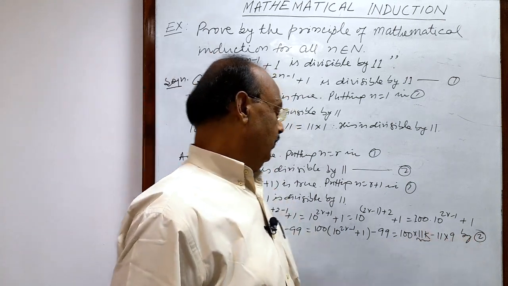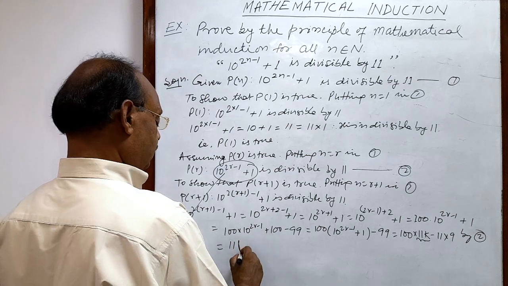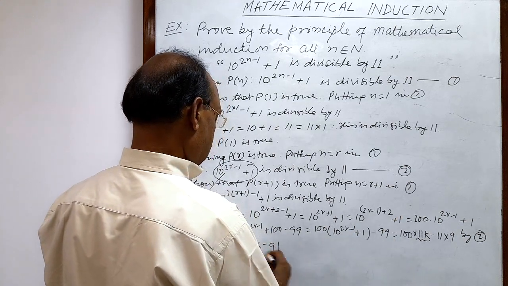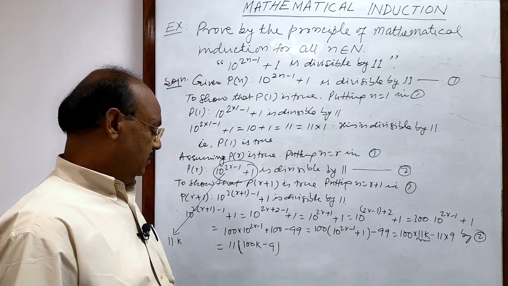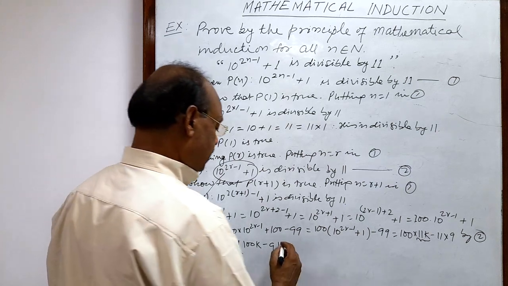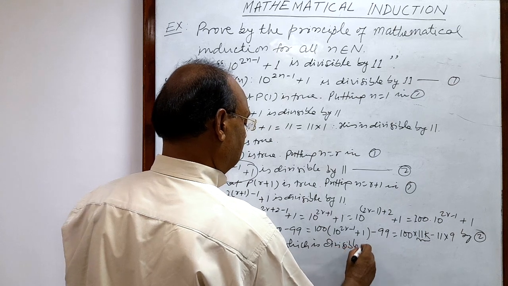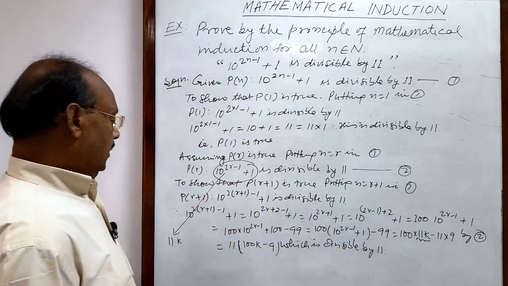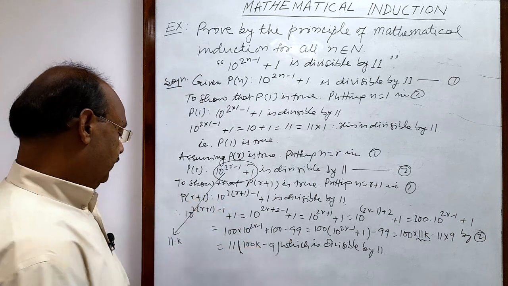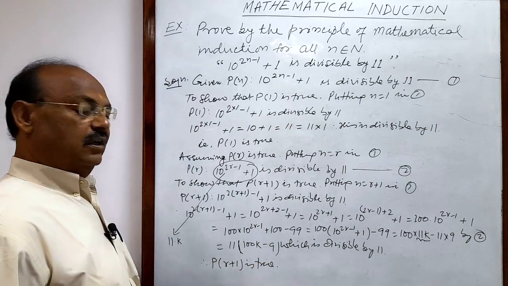We are writing in this form, and 11 will be common in these two terms. So this is 11 into 100k minus 9. Here 11 is a factor, so this is divisible by 11. This expression is divisible by 11, which means PR plus 1 is true. So this is the third and last step.